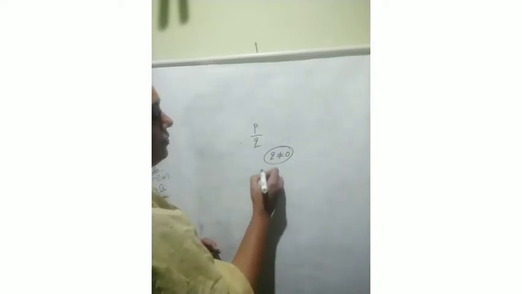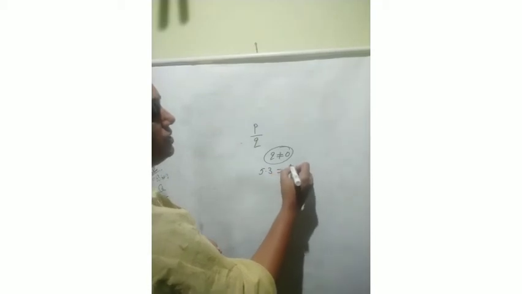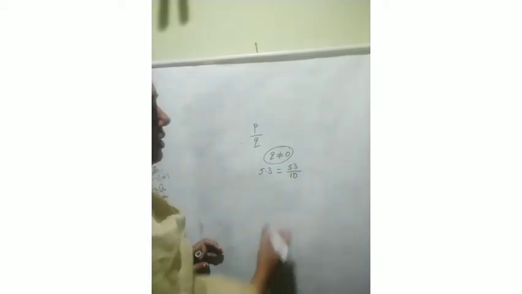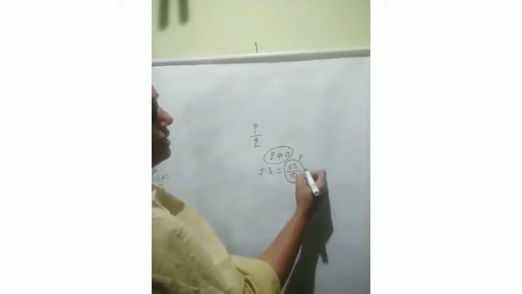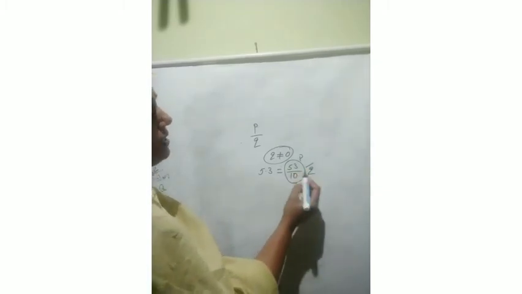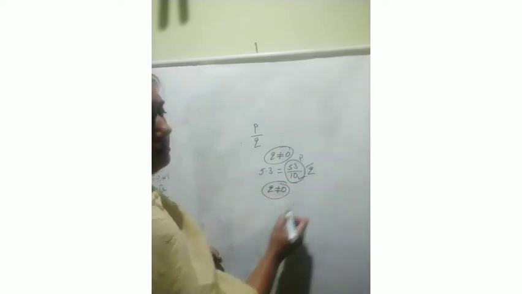Then 5/3 is a rational number. How can we say 53/10 is a rational number? It is in the form of p/q. p will be the numerator and q will be the denominator, and this q is not 0. Here q is equal to 10. Clear?